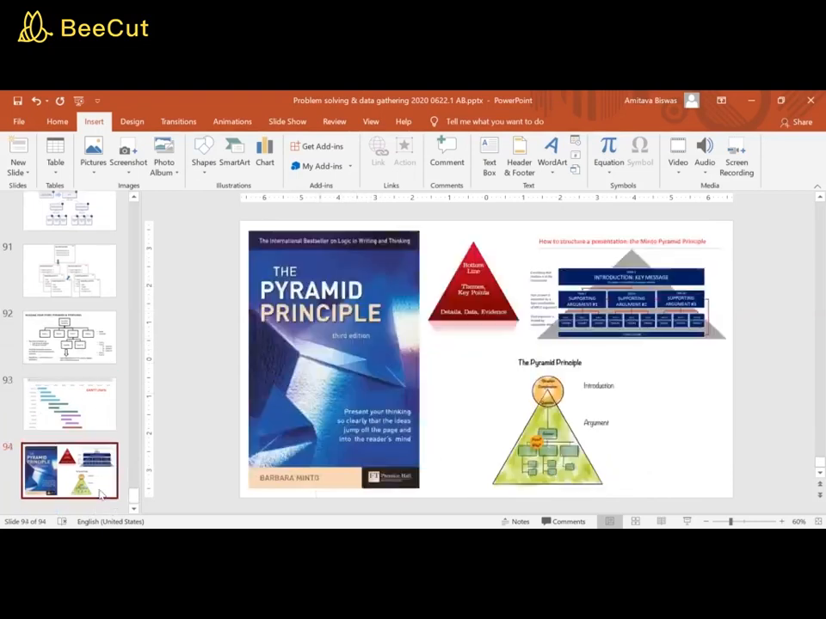This is the book, The Pyramid Principle. If you want to take a look at it, there are a lot of different ways that it's explained all over the web, and we'll talk about this in detail at some point as well. Okay, there we are. Look at that, 94 slides, in about an hour.